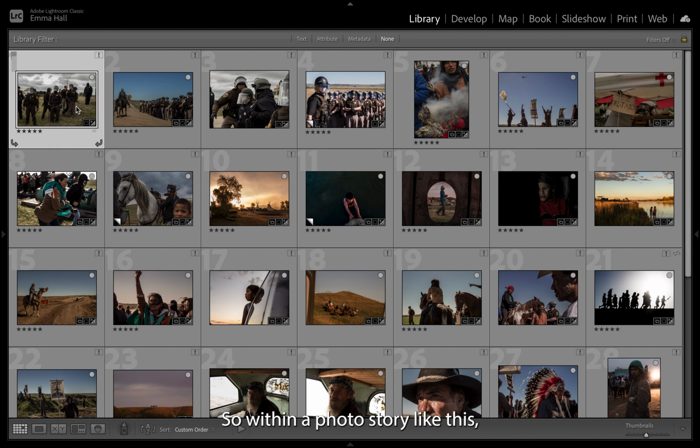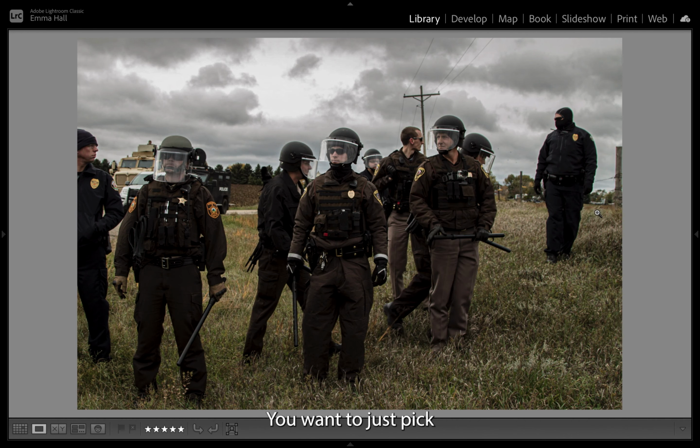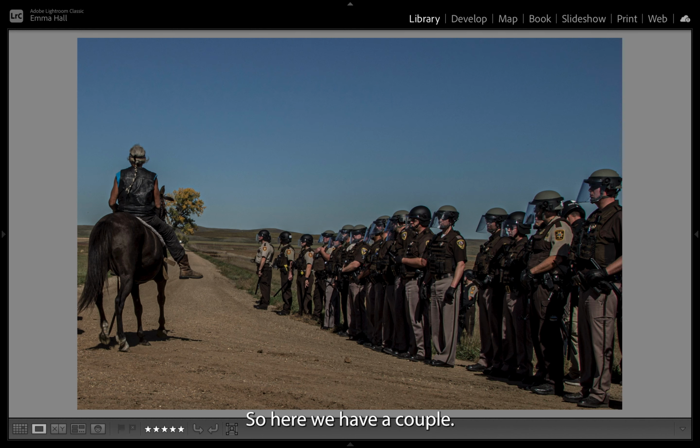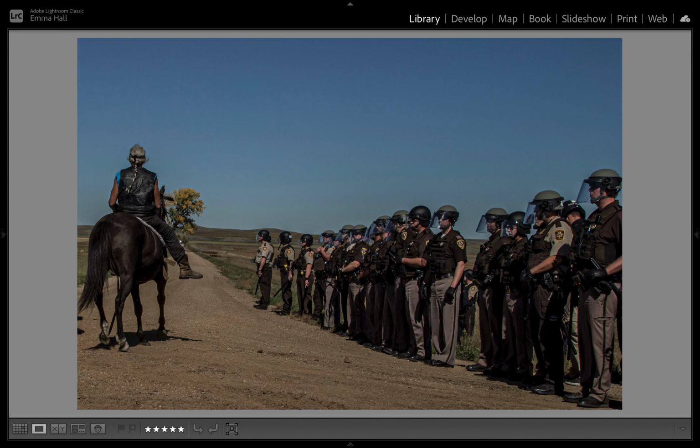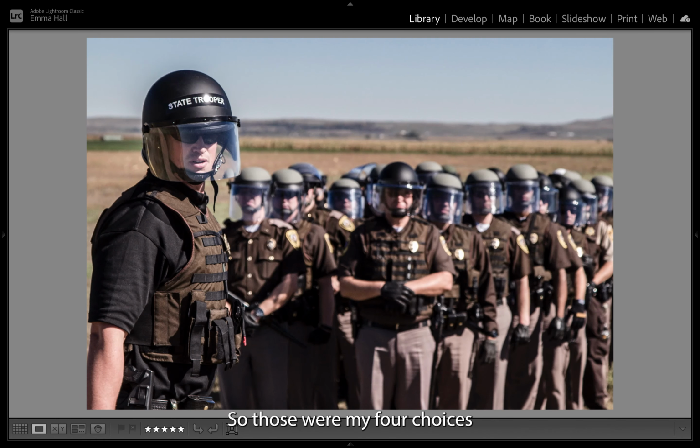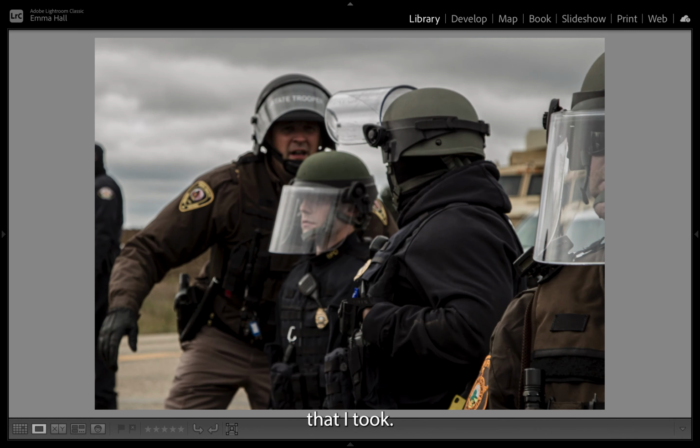So within a photo story like this, you don't want it to go on and on and on. You want to just pick not necessarily the best pictures, but like I said before, the best pictures to tell the story that you want to tell. So here we have a couple. Those were my 4 choices out of the hundreds of photographs that I took.